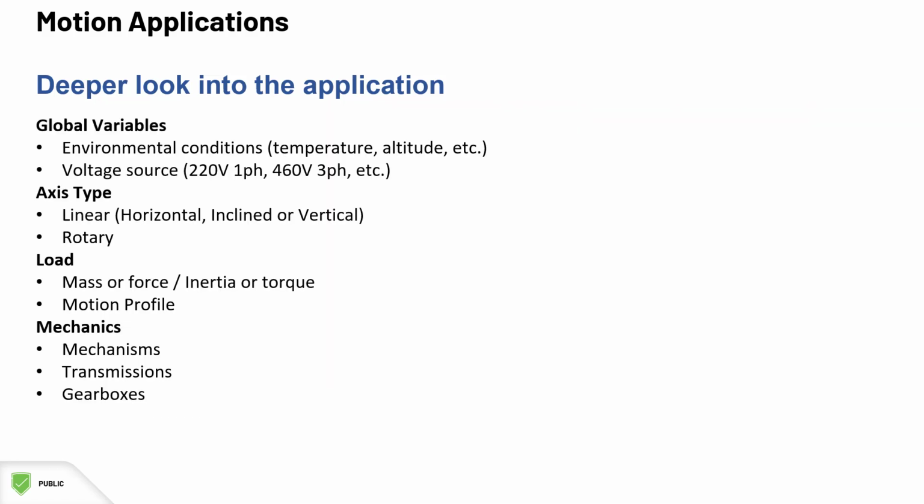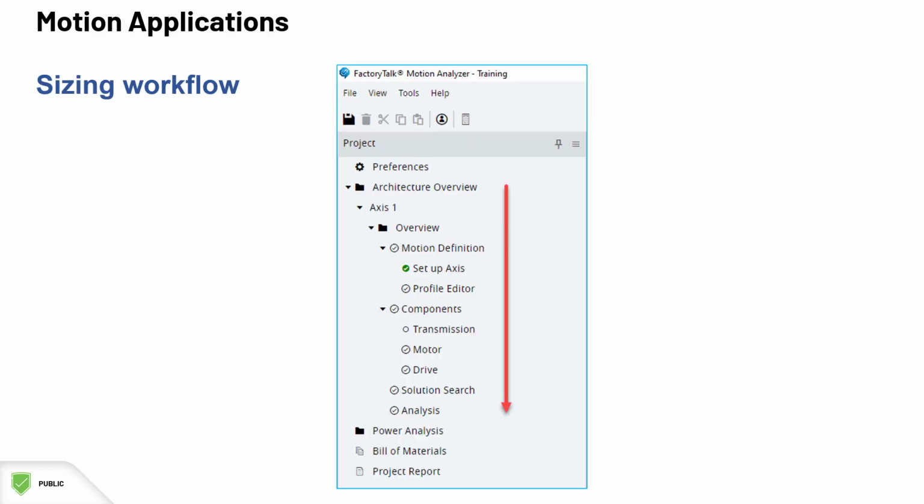These characteristics are divided into these sections: global variables, axis type, load, and mechanics. All of these are used as inputs into our sizing software, FactoryTalk Motion Analyzer. Throughout this training module, we will be using as a reference our sizing tool, FactoryTalk Motion Analyzer. Here you can see that for sizing an axis in FTMA, the process starts from the load side, goes through the motion profile definition, and through the mechanics until we get to actually choose the motor and the drive that we need.